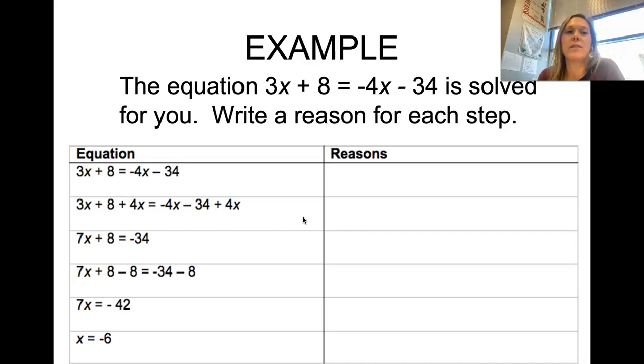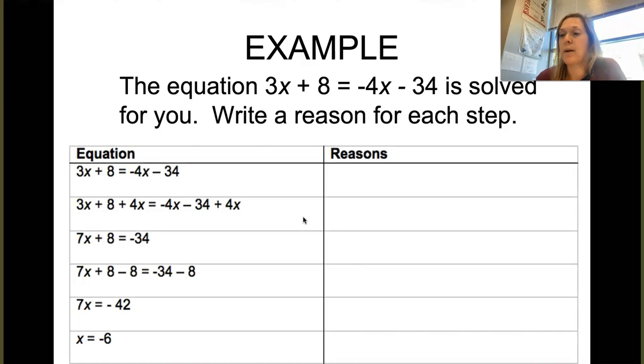So we have an equation that we need to solve, and then we need to justify all of the steps. The equation is 3x plus 8 is equal to negative 4x minus 34. And it's solved already for us, so that was nice. They did half the battle. Now we need to provide the reasons. Notice that the first line, 3x plus 8 equals negative 4x minus 34, is the original equation. So we always start our first line with a given, because that's what's given to us. So we're going to write the word given there.